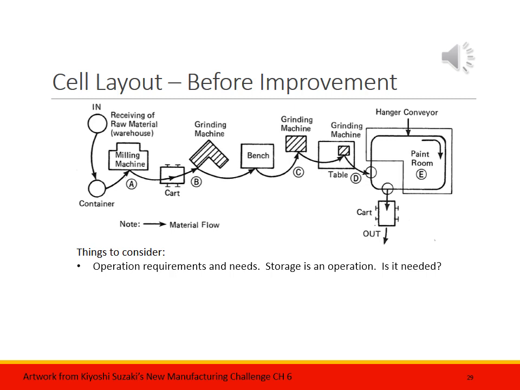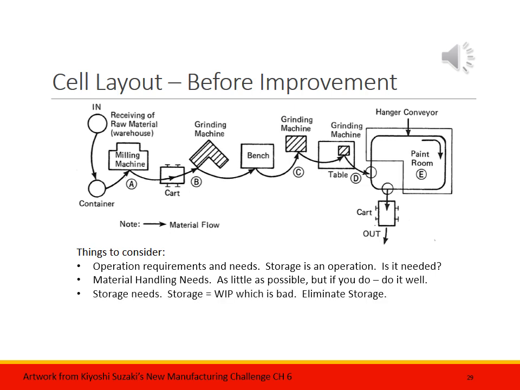Material handling. Obviously, as little as possible. But if you have to do it, do it well. But in this case, from a cart to a machine, to a bench, to a machine, to a table, to a machine, that's all material handling. You might be doing it really, really well, but it's all a waste. It's transport. It's muda. It's futility. Storage needs. WIP is bad. Eliminate storage. Period. Period.